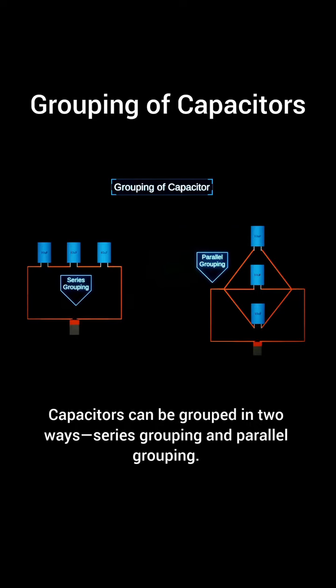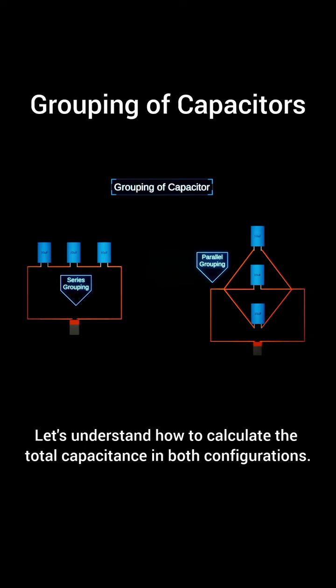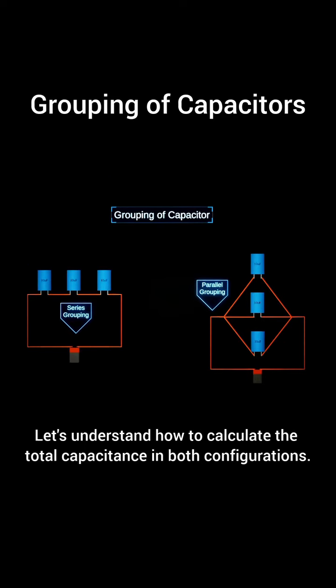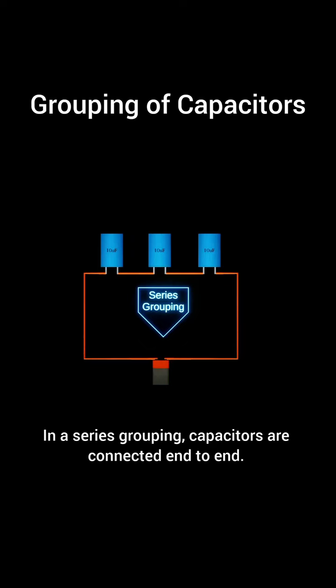Capacitors can be grouped in two ways: series grouping and parallel grouping. Let's understand how to calculate the total capacitance in both configurations. In a series grouping, capacitors are connected end to end.